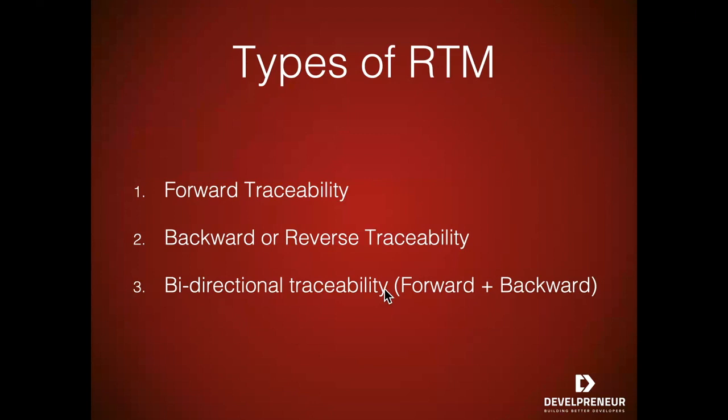Types of RTMs. So we have forward traceability. Mapping requirements to test cases is called forward traceability matrix. It is used to ensure whether the project progresses in the desired direction and make sure that each requirement is tested thoroughly.